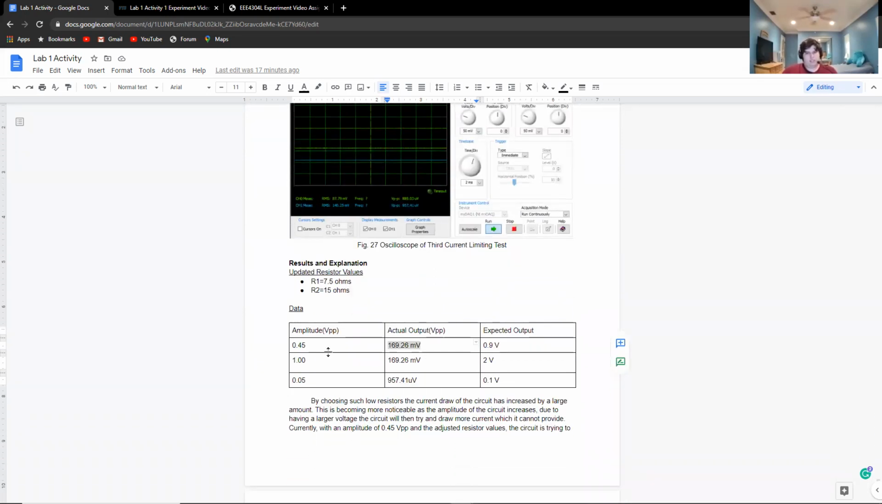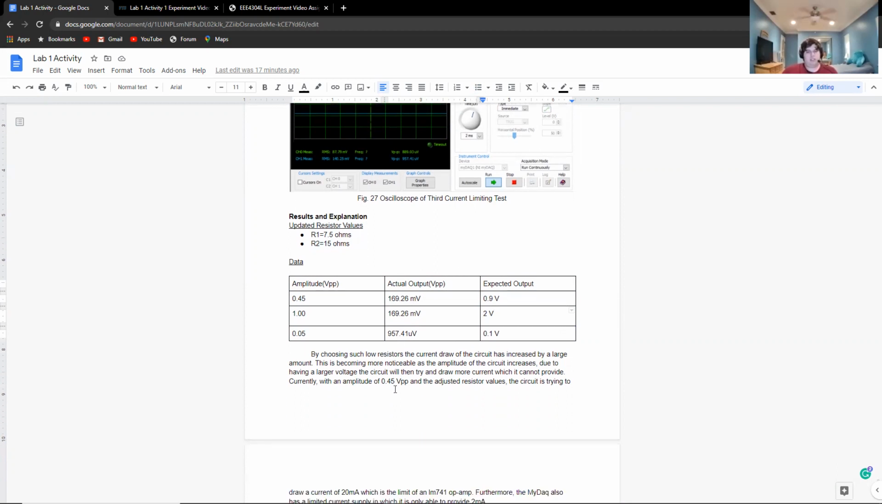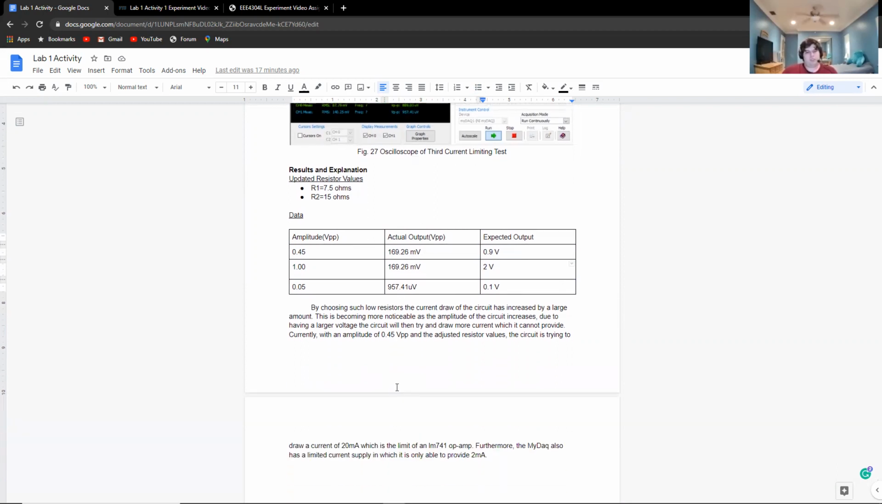So here we can see the amplitudes applied using the new resistors, and these were the actual outputs we received, while this was supposed to be the expected ones, which were much higher, and we weren't able to even get close, showing that we were indeed able to current limit the circuit as requested. But it instead required the changes of lowering the R1 value as well as the R2.